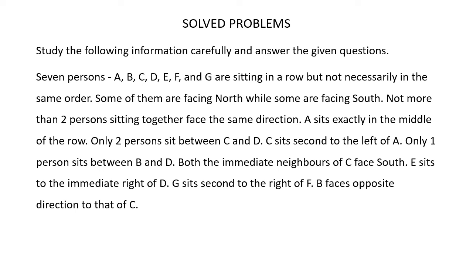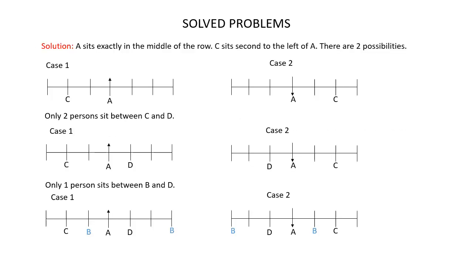Continue searching for statements which refer to A so that you can continue from that statement to solve the problem. A sits exactly in the middle of the row. So since there are 7 persons in the row, you can easily fix A in the middle of the row.